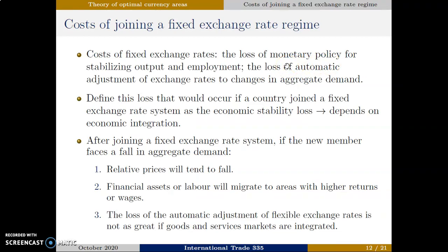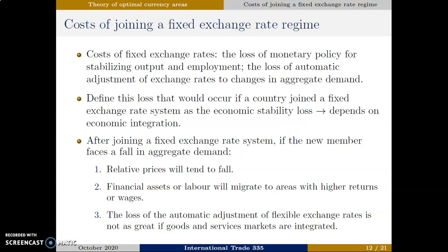There are also costs to joining the fixed exchange rate regimes. These costs include the loss of monetary policy for stabilizing output and employment. Remember the internal stability discussed in week 9. Joining the fixed exchange rate regime will also lose the automatic adjustment of exchange rate to changes in aggregate demand. We define this loss that would occur if a country joined a fixed exchange rate system as the economic stability loss.